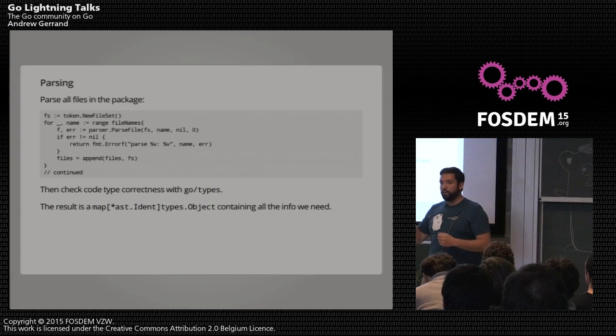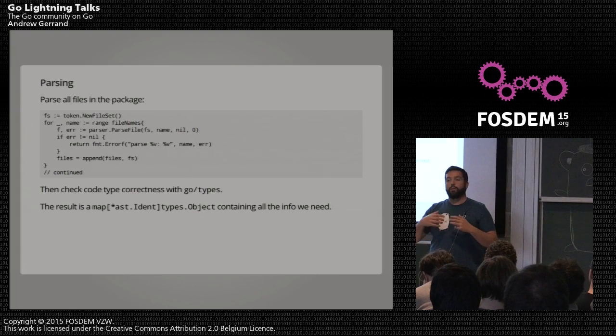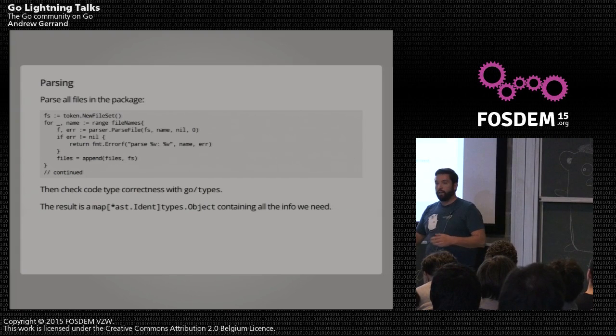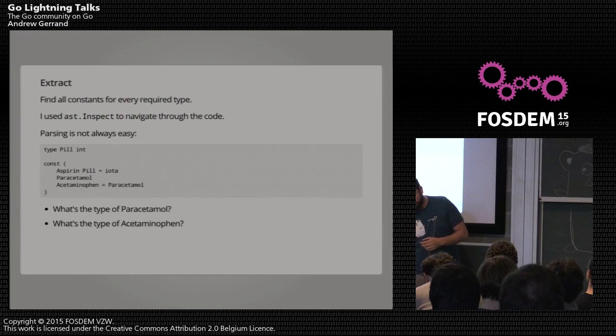Now the thing is that just parsing is not enough, because you might be using things from other packages, so you actually need to use Go types that will allow you to know exactly what type an identifier is. So I end up having a map where I can ask what type this thing is, and I just get a type, which is exactly what I wanted.